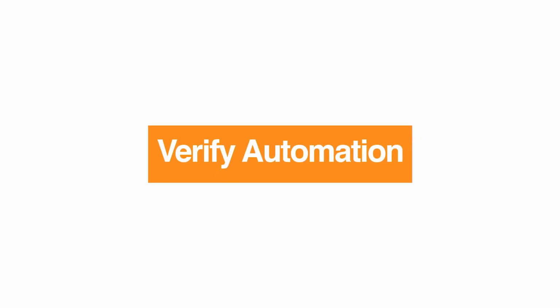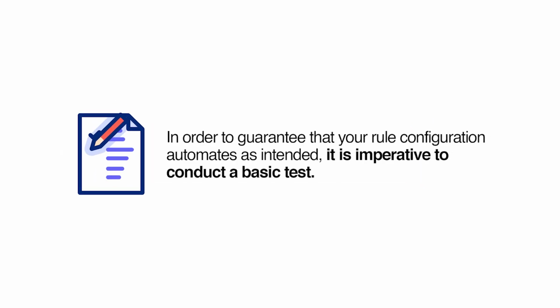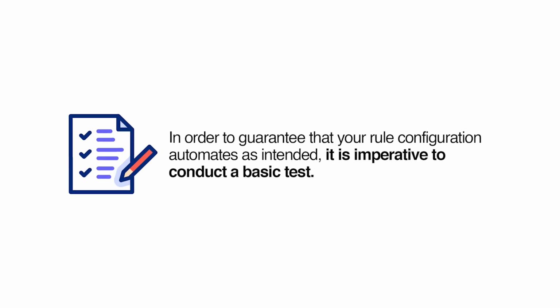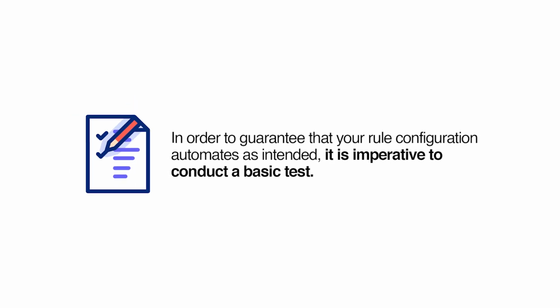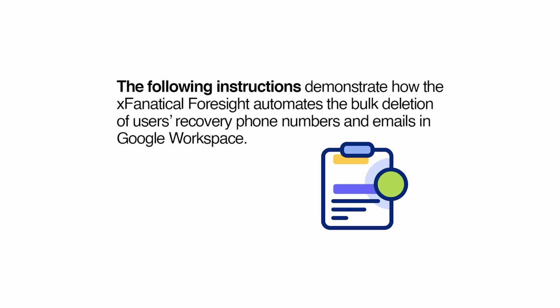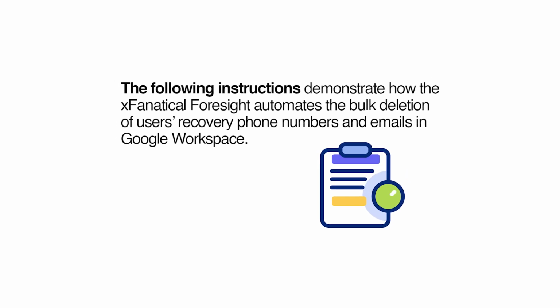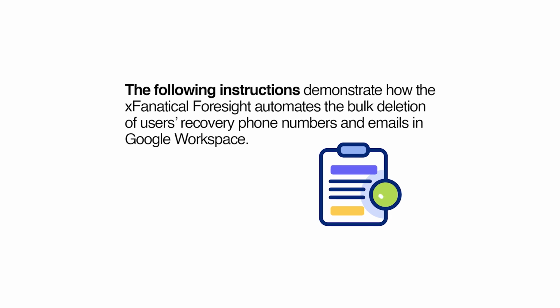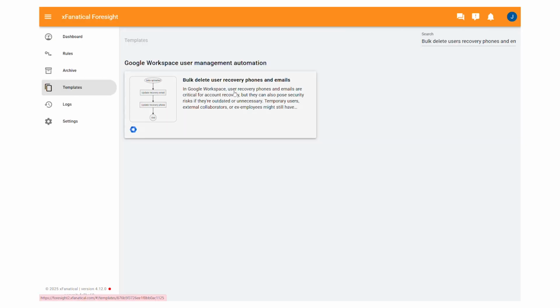Verify automation. In order to guarantee that your rule configuration automates as intended, it is imperative to conduct a basic test. The following instructions demonstrate how xFanatical Foresight automates the bulk deletion of users' recovery phone numbers and emails in Google Workspace. Go to the Templates page.